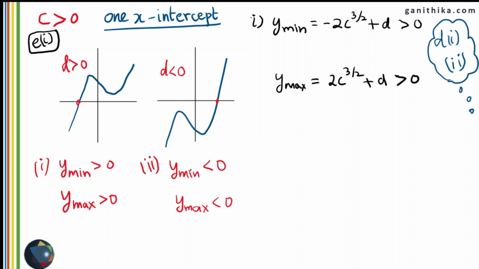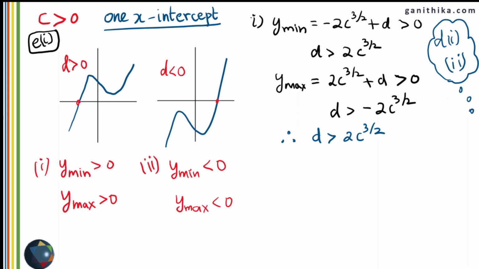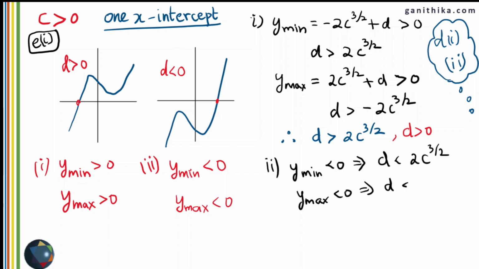So you can continue now. So these are the two inequalities you are getting. Combining them together on the number line, you can say that d is greater than positive 2 c to the power of 3 over 2 when d is positive in the first case. The second case is when d is negative. The final inequality you will get is d less than minus 2 c to the power of 3 over 2. So these are the two conditions for c and d when c is positive. The first condition is when d is also positive. The second condition is when d is negative.